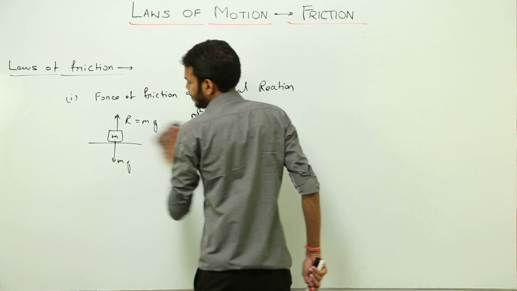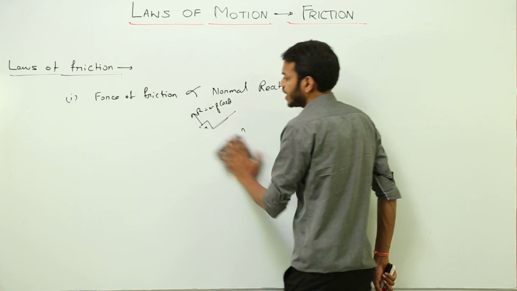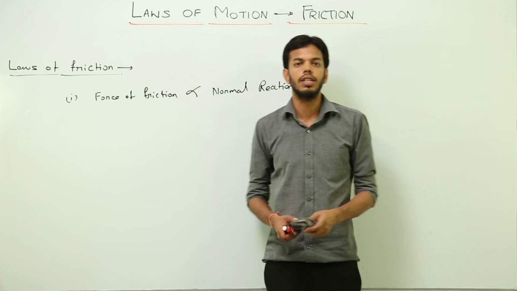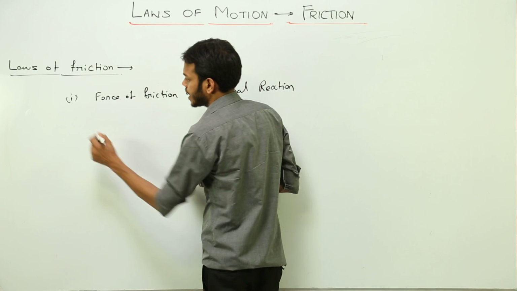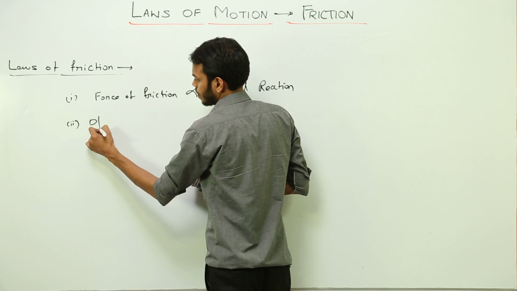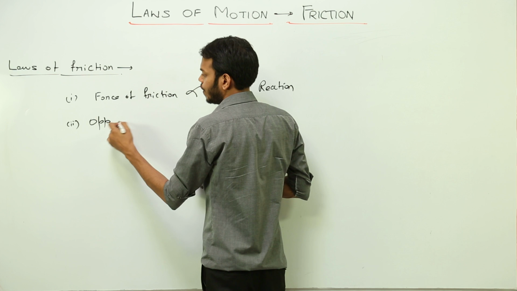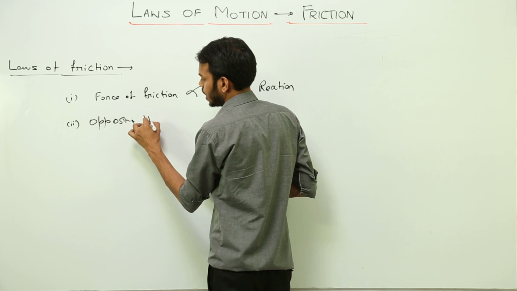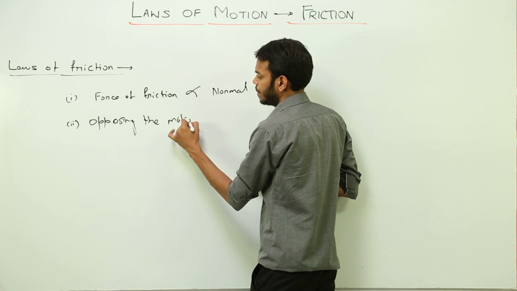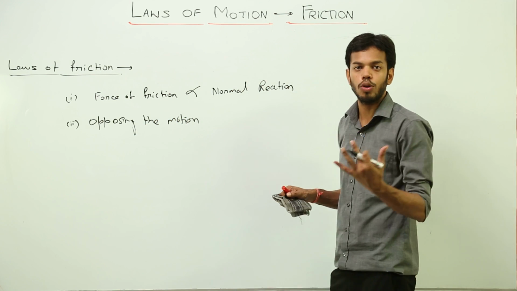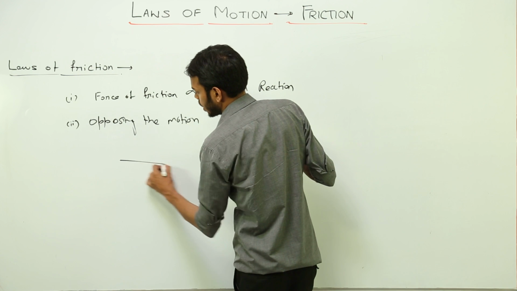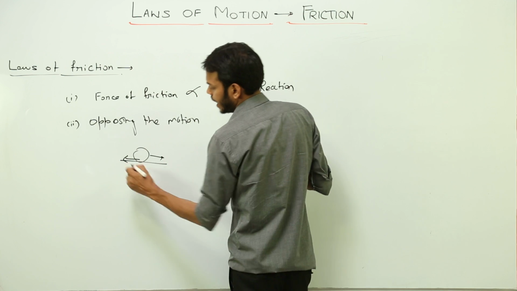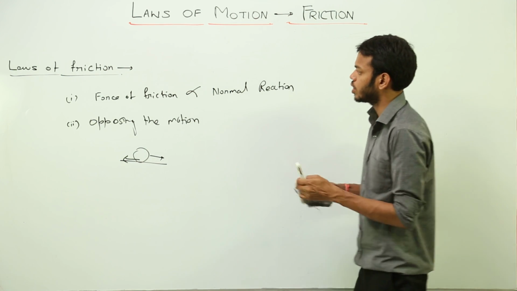Second law states that frictional force always opposes the motion in which the body is on the verge of moving over another body. Let me write it down for you: it is always opposing the motion. That means the frictional force is always in the opposite direction of the existing motion. A body is moving over this body in this direction, so the frictional force would be in the opposite direction. This is what the second law states.